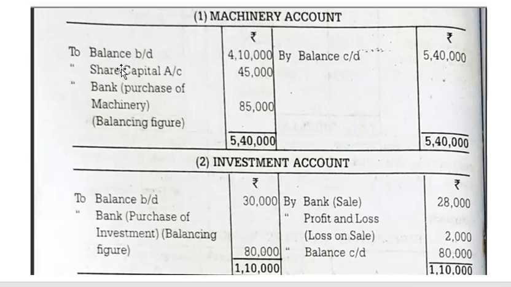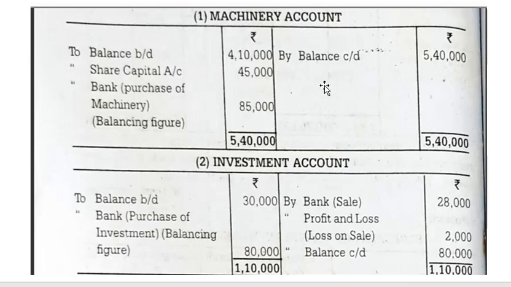Otherwise we used to write "To cash," when it is purchased by cash, but here it is purchased through shares, so the entry will be machinery account debit to share capital account 45,000. Okay, now what you have to do is balance carried down.